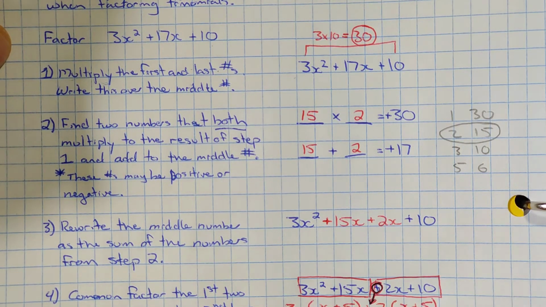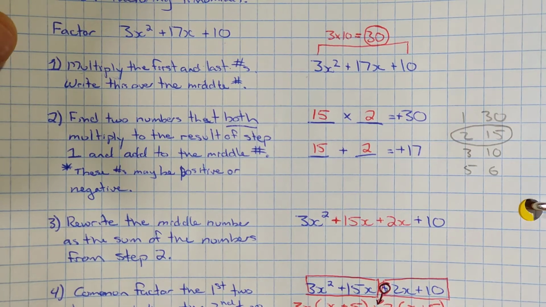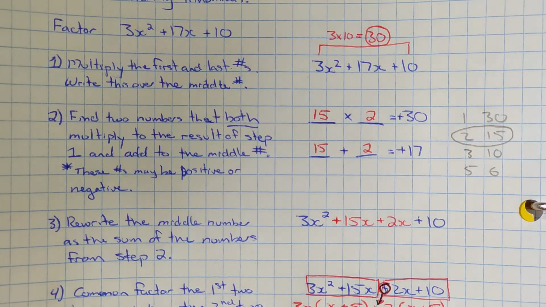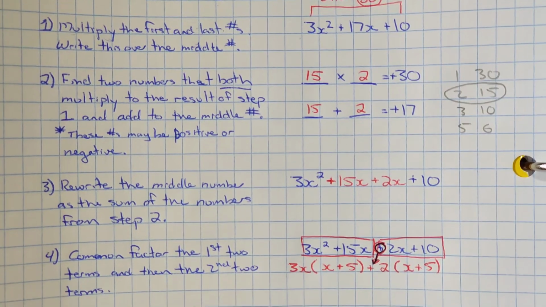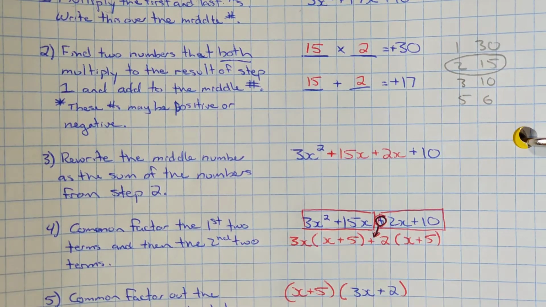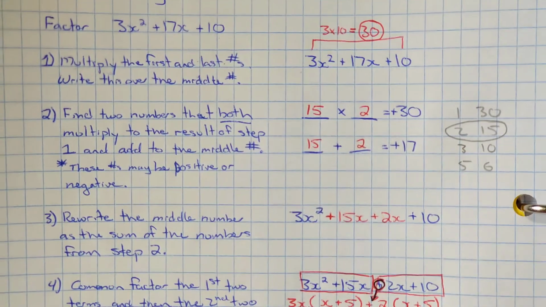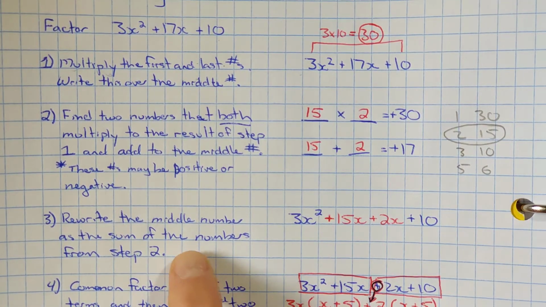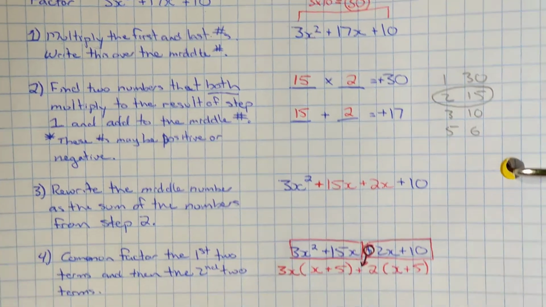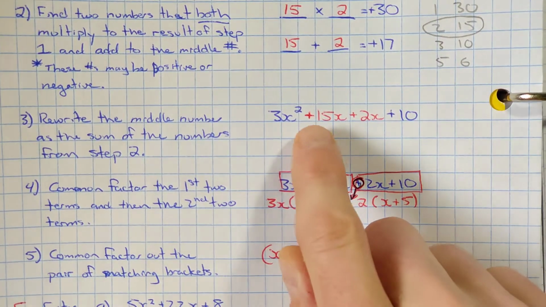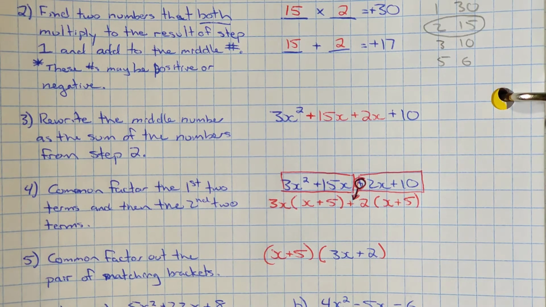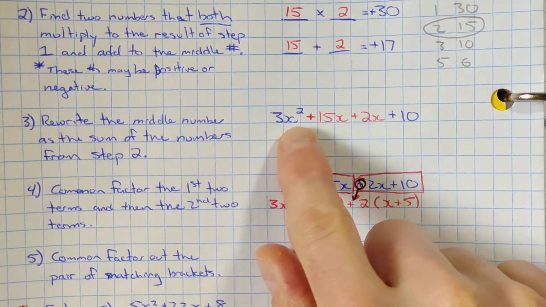You could write them in a different order, and it'll just change the order that things appear in the next steps, but you'll end up with the same values in a different order. It'll still be correct. So I found my pair of numbers, it's 15 and 2. What I need to do now is rewrite the middle number, the 17x, as the sum of these two numbers. They were both positive, so it ends up being plus, but if one was negative, it might be a minus. You'll see that in examples later. So I've rewritten that.